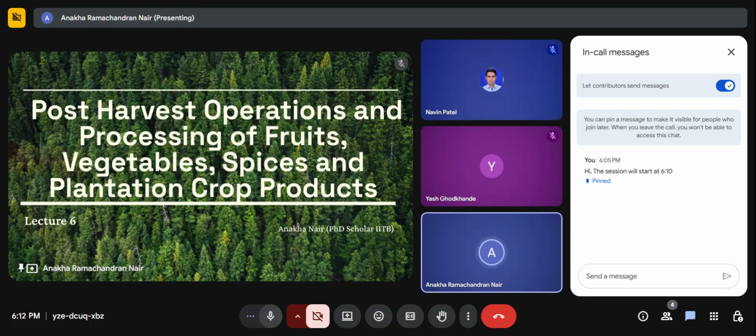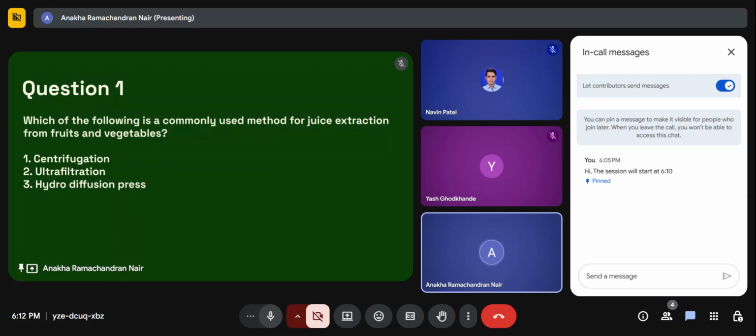So, without further ado, let's move on to the first question for the module for week 6. Question number 1 is, which of the following is a commonly used method for juice extraction from fruits and vegetables? And there are three options given to you: centrifugation, ultrafiltration, and hydrodiffusion press. So, take a minute to think about what the answer is and maybe write it in the chat. And just for your information, there might be many questions which either have only one answer or there can be multiple answers also. So keep that also in mind.